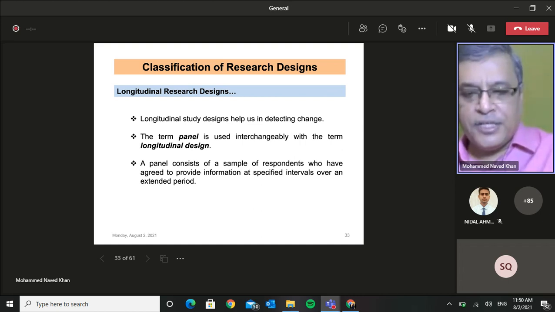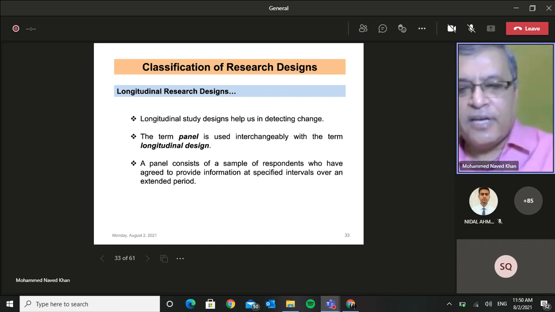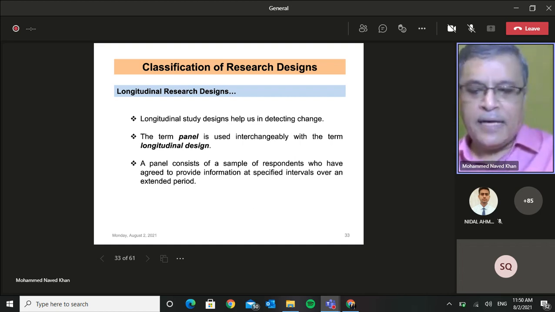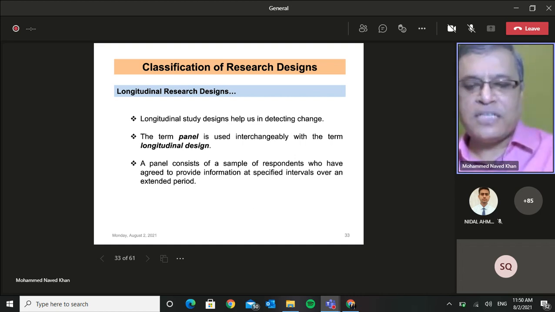Then, the greatest advantage of longitudinal designs is that they can help us in detecting change, to the extent that we can find out how individual units have changed. Whereas in case of cross-sectional designs, though we can detect change, the change can be detected at the aggregate level, not at the individual level. Sometimes we also use the term panel for longitudinal designs. Why? Because we have a fixed sample, and that fixed sample is referred to as the panel, and that is why this is also referred to as panel design or longitudinal design.